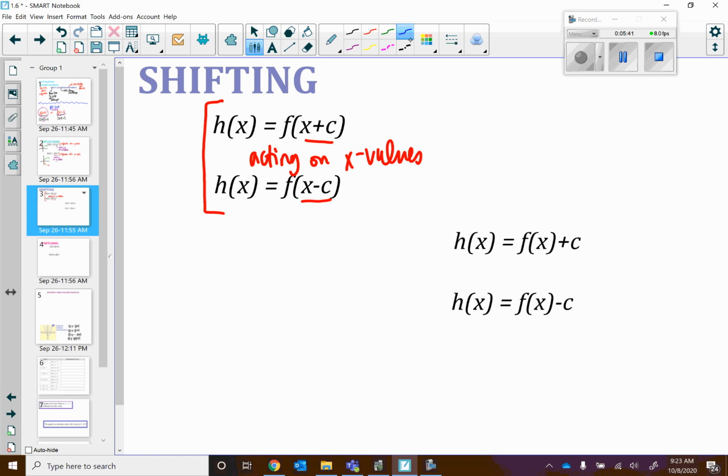And because we're talking about x values, think about the x-axis, our horizontal axis, right? This is our x-axis, horizontal. And so all of these things are going to be horizontal shifts.